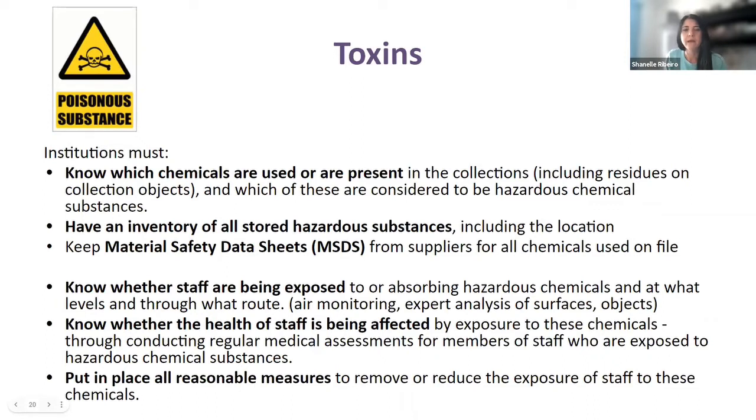And the institution needs to know whether staff are being exposed to or absorbing hazardous chemicals, and at what levels and through what route. This can be done by air monitoring and expert analysis of surfaces and objects. And also know whether the health of staff is being affected by exposure to these chemicals by sending your staff for regular medical surveillance. And put in place all reasonable measures to remove or reduce the exposure of staff to these chemicals.